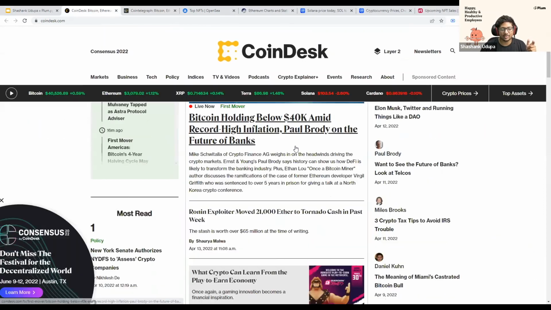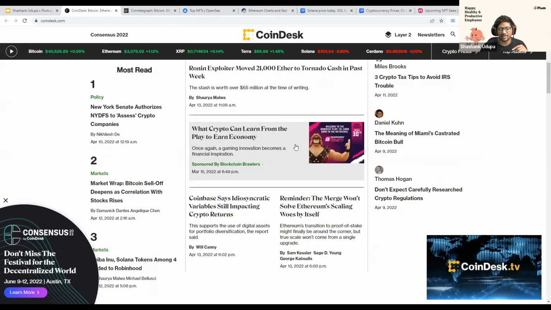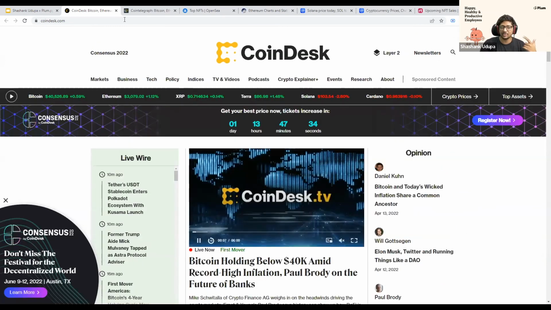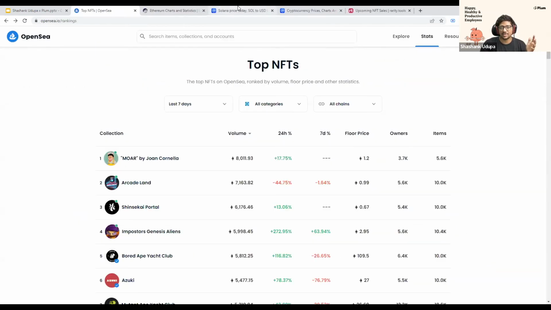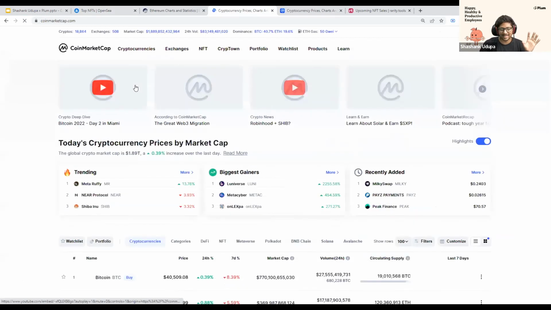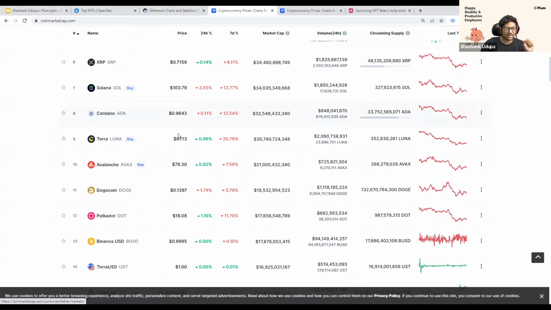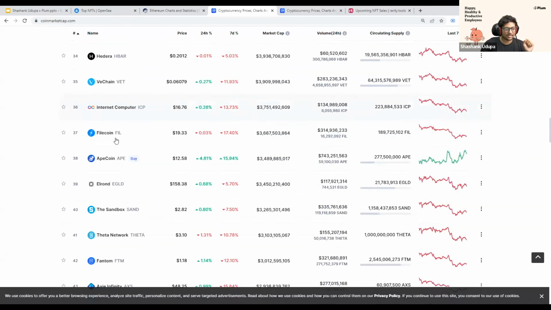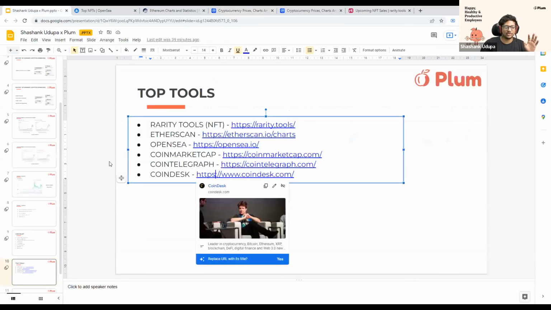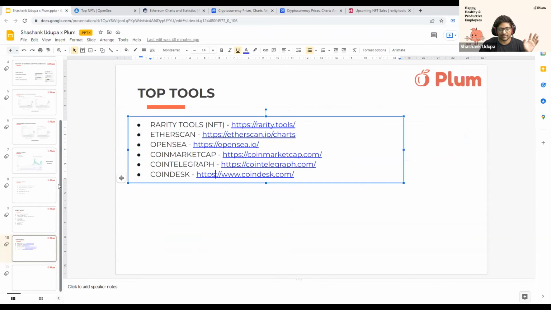CoinDesk is the second one. Again, slightly different from this one. But again, if you start reading these two on a daily basis, you'll gain a lot of knowledge, or else it'll be difficult for you to understand, right? So you'll start gaining knowledge slowly, but steadily. Got it? So what is that? ApeCoin, say, for example, here, right? So this is basically coming up. You'll see automatically it's gone up by 5% already today. Cool. So these are basically the top tools that you should definitely use.